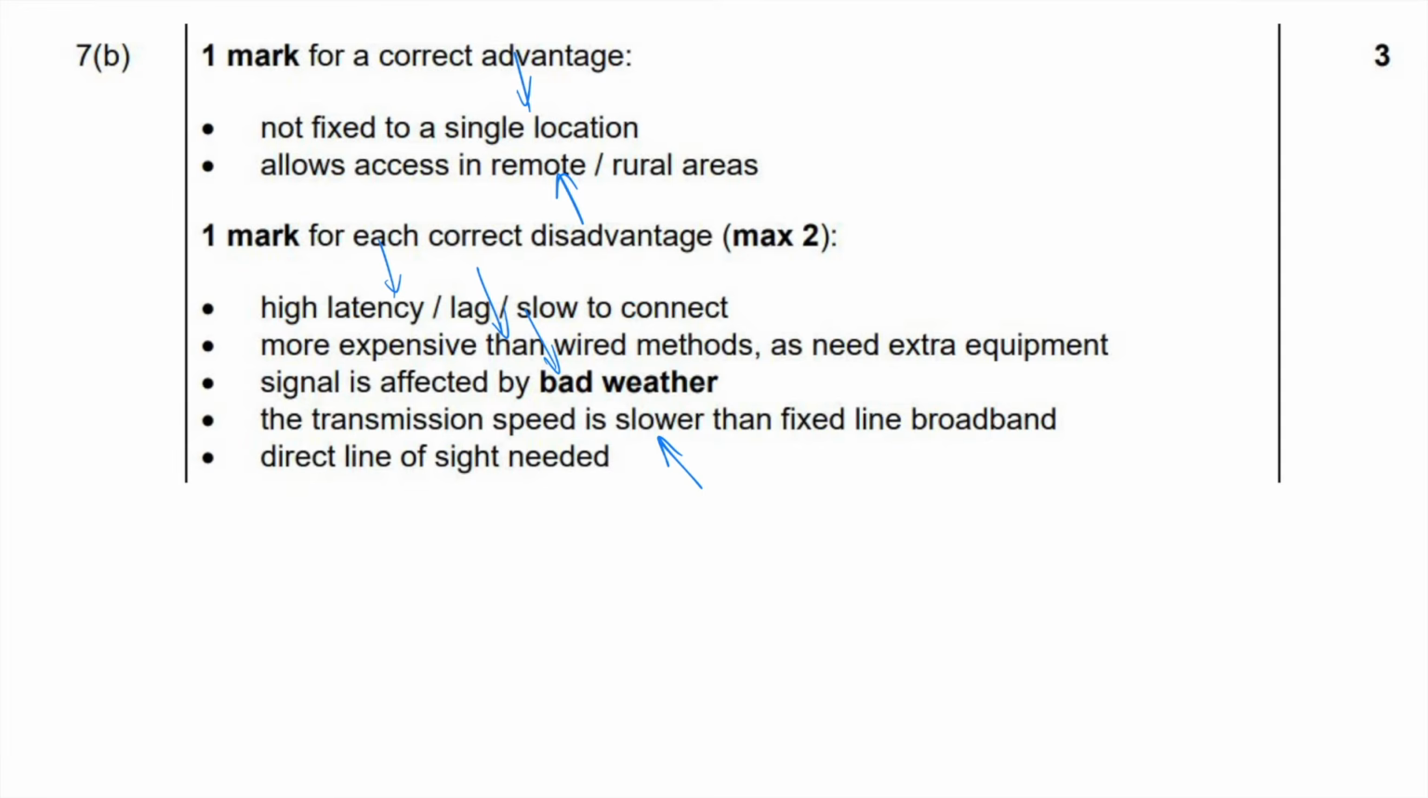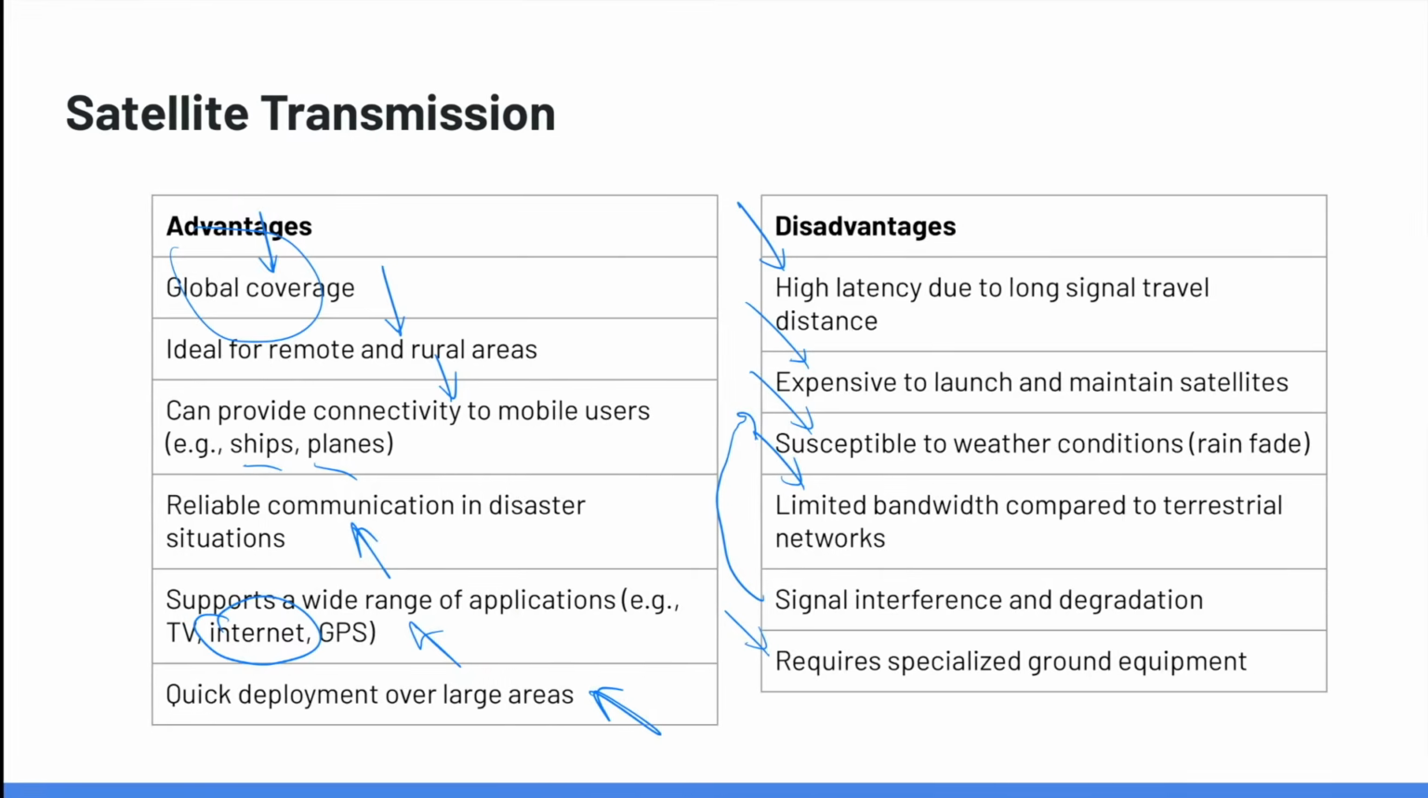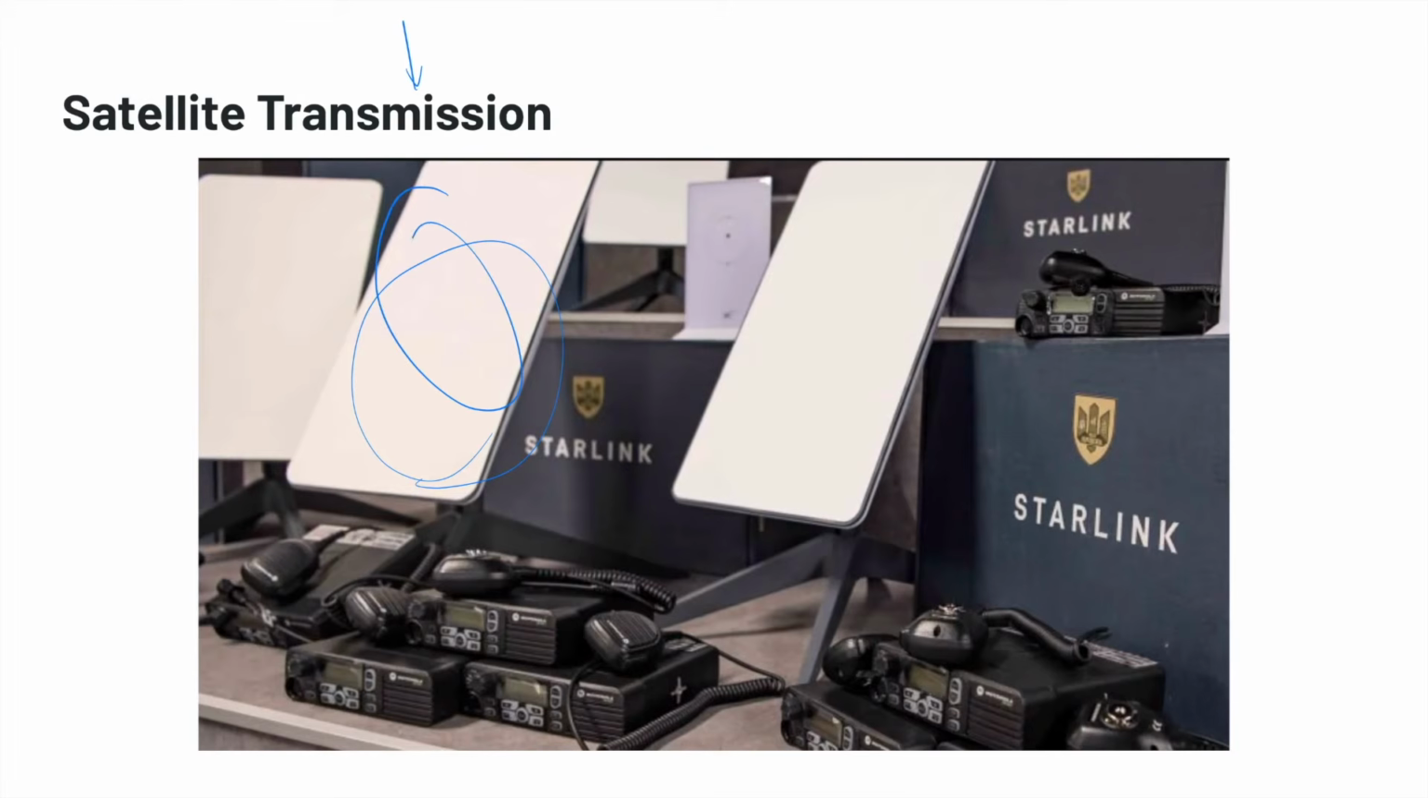Also, this is something I didn't mention, but you do need a line of sight. For example, with Starlink right here, you do have this little receiver, a sort of satellite dish that needs to be pointing upwards at the sky so that it can receive a satellite signal that's broadcasting down to it.